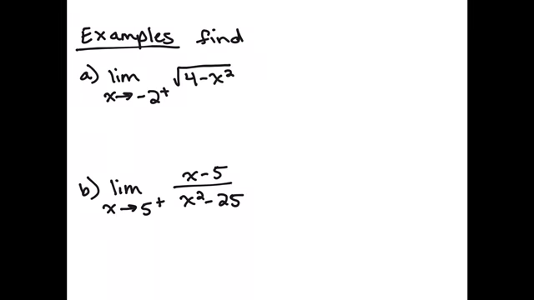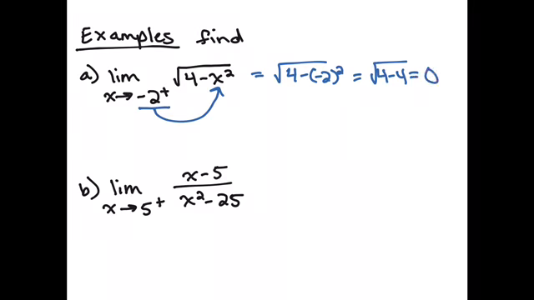Okay, so we're just going to find some one-sided limits. Guess what? You do the same thing you did with all the regular limits. We do direct substitution. So, find the limit as x approaches -2 from the right just means we're going to direct substitute -2 in there and see what happens. Well, if we put a -2 in there, I get the square root of 4 minus 4 equals 0. That's my answer. Doesn't matter whether it was coming from the left or the right.